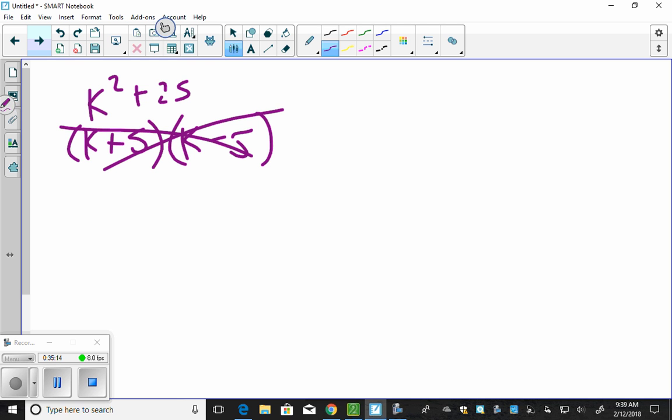Wrong. What? You gotta flip it. Oh, they ain't right there. Flip it. But if I flip it, it's going to be 25 plus k squared. Wrong. Oh, so you... It is a difference of squares. Do I have a difference here? No, it's a plus. So I can't use difference of squares.